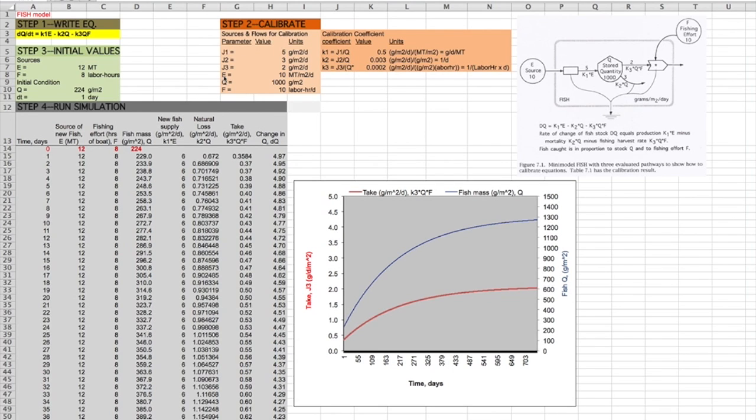We also have a source of fish, which is 10 metric tons, and we have our storage, Q, the tank. We also have fishing effort, in this case it's 10 labor hours per day. On the whiteboard example, we were calling this 10 boats. For our purposes, we can go either way. We'll stick with labor hours since that's what is in the spreadsheet.